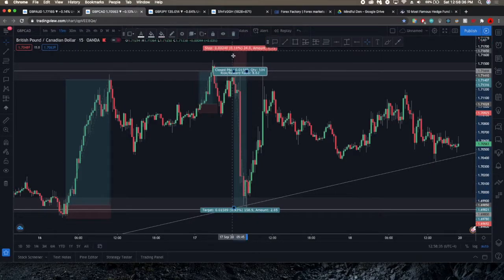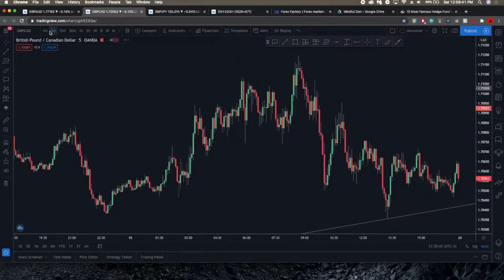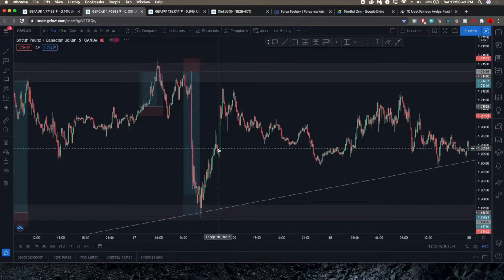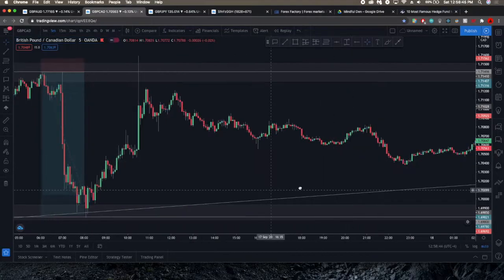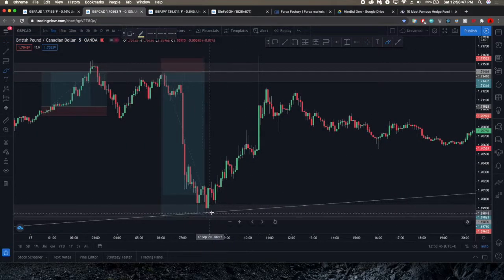And look where we came down, okay? So it came down to support, and then same thing that GG did after the news, GBPCAD did the same thing. Initial rejection, right? Higher low, and it was perfect because there was an intraday trend line and this level that we came back down to.